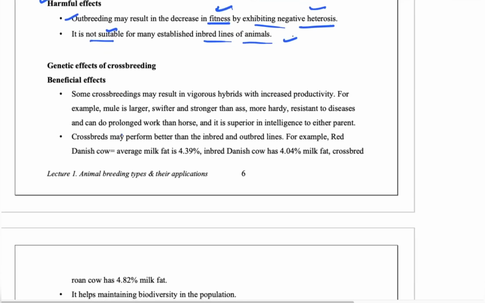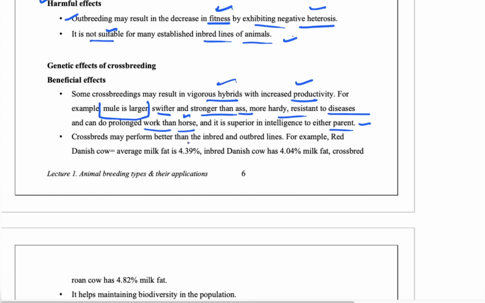Now, the genetic effect of crossbreeding. The beneficial effects are much more. Some crossbreeds may result in a vigorous hybrid with increased productivity, very commonly used. For example, the mule is larger, swifter, and stronger than the ass, more hardy, resistant to disease, and can do prolonged work compared to a horse. So it can do more work as compared to a horse, and as compared to an ass, it is stronger, swifter, larger, and resistant to disease also. So it is superior in intelligence to either of the parents. So it is more intelligent than the parents too, that is a good thing.